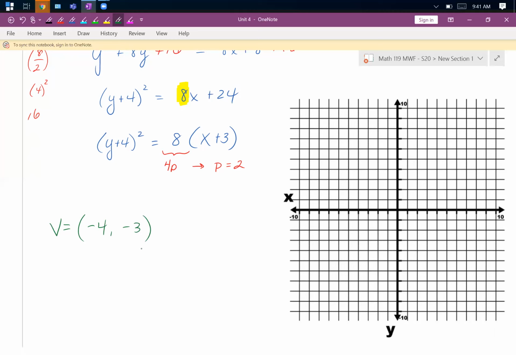Well, be super careful. This is a really common mistake, and I've made it plenty of times myself. Remember that the h is always with x and the k is always with y, so you can't just go left to right in order. So this is actually going to be -3 and -4. So I'm going to plot it here, -3, -4.